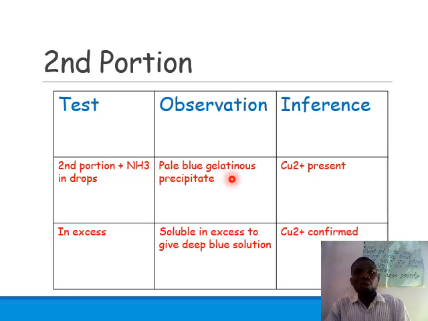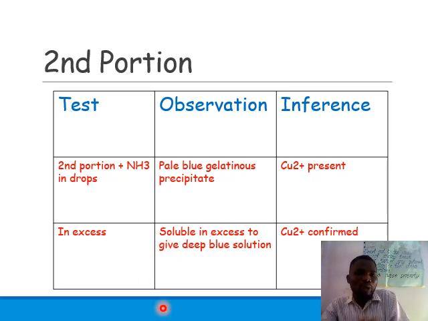In drops, what are you going to see? You are going to see a pale blue gelatinous precipitate. Now, what is going to be your inference there? It means Cu²⁺ is present. Now, you poured the liquid ammonia small, not too much, so in drops.